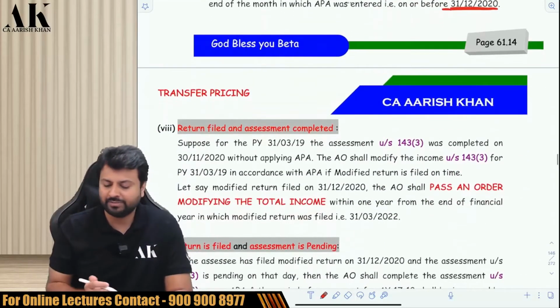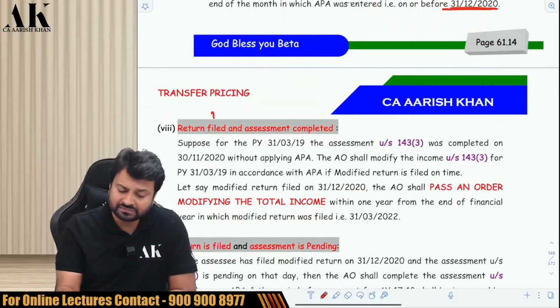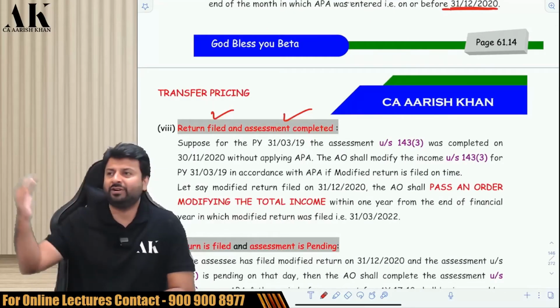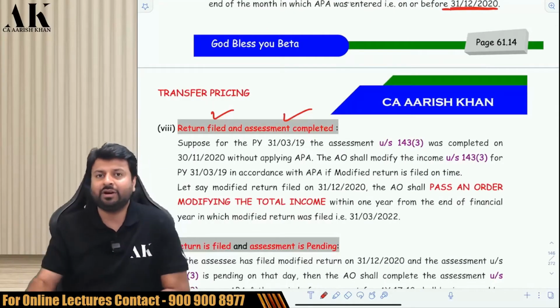Now there is a second possibility. Second possibility is what? The return is filed and the assessment is also completed before 31st December 2020. I can file modified return till which date?